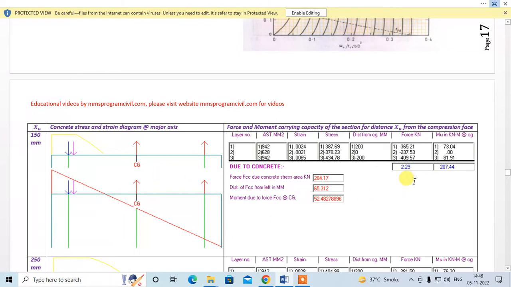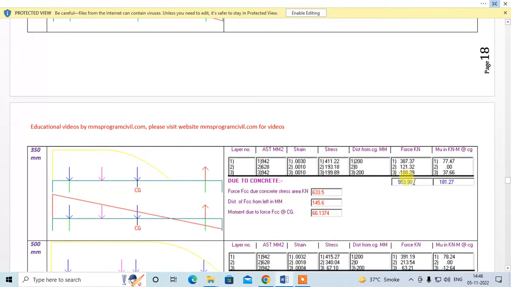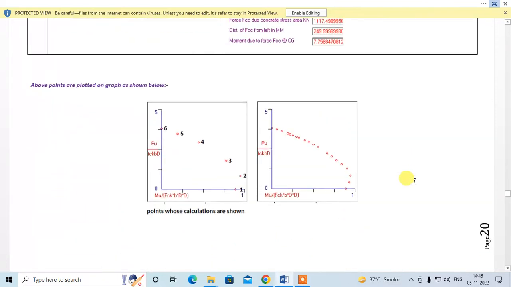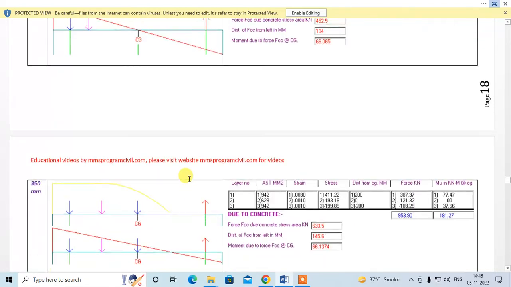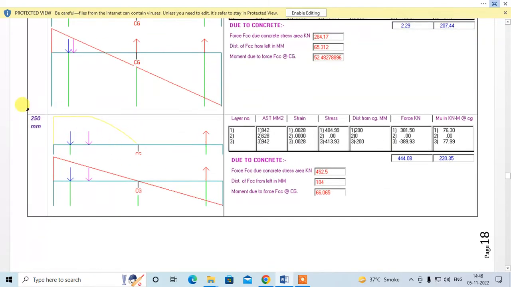So this is how you get Pu and Mu for a particular location of the neutral axis. Now this can be plotted on a graph, right? So let us see. This is the graph. Whatever P you get divided by fck b D, whatever M you get divided by fck b D square, and you can plot it on the graph. So this is our point 1, right? Now coming to point 2. For point 2, we are taking our neutral axis at a distance of 250 mm.